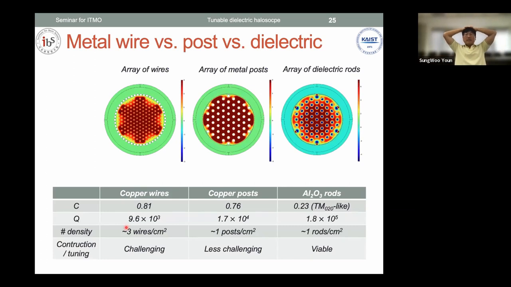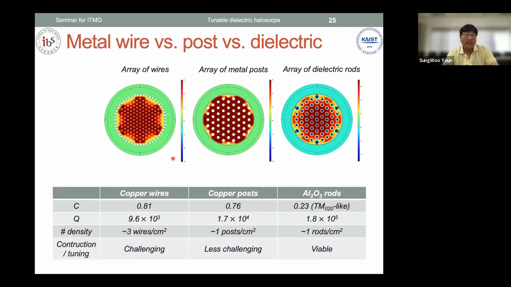So, let me move to our stuff. Our metamaterial, our dielectric array haloscope, has to start with a plasma haloscope. Here we have an array of wires, typical of the plasma haloscope. In terms of form factor, quality factor, and number density, this is my personal view.